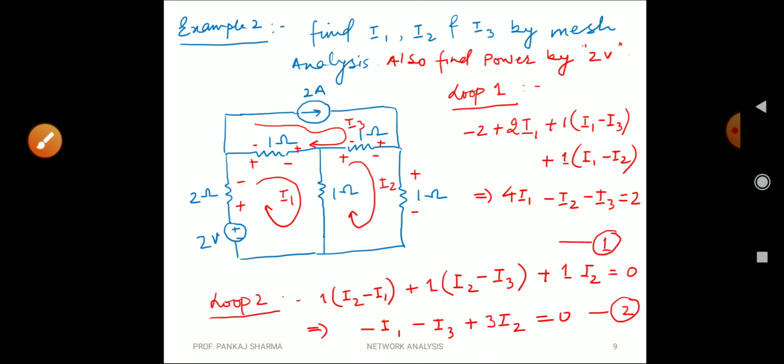For loop number 2, it is resistance value 1 multiplied by the difference of current when seen from mesh number 2 or loop number 2, I2 minus I1, plus 1 into the difference of current seen from mesh number 2, I2 minus I3, plus 1 into I2 is equal to 0. Call it equation number 2.